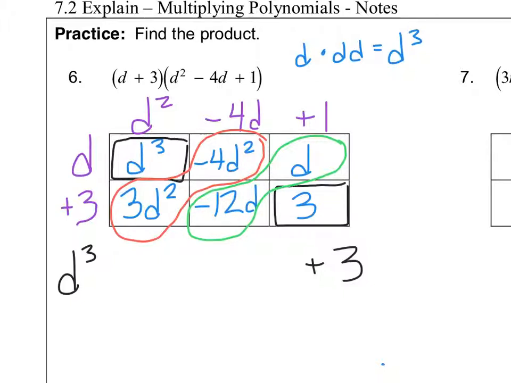So I'm going to go ahead and just combine my first set of peanut pairs. I've got 3d squared plus negative 4d squared. That comes out to negative 1d squared. So I'm going to just say minus d squared. Okay, that's that peanut pair. Now my second peanut pair is negative 12d plus d. So that's going to be minus 11d. And that is the answer. d to the third power minus d to the second power minus 11d plus 3.